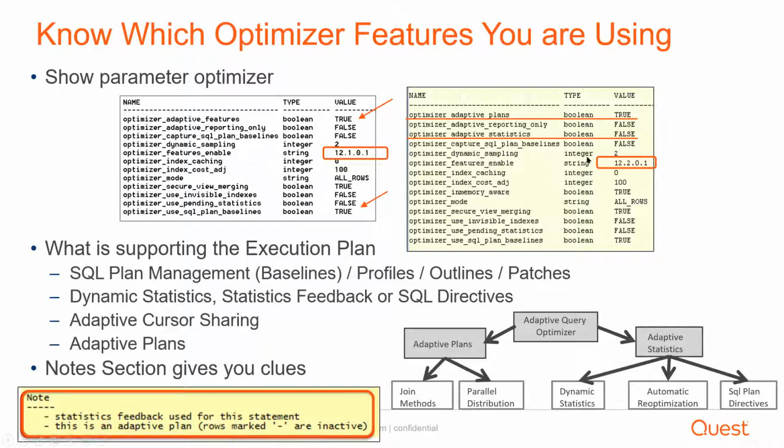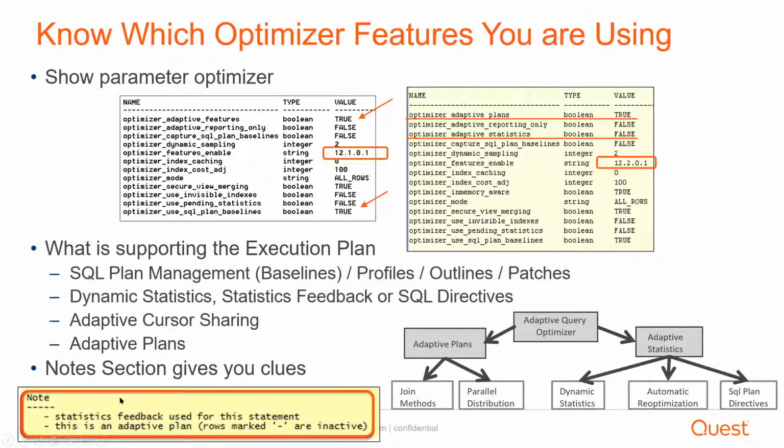In 12.2, they actually changed and got rid of this feature, the optimizer adaptive features, and it gave us two options: optimizer adaptive plans, and then optimizer adaptive statistics. And they changed the statistics to false. And the reason why, I think, is that a lot of companies had problems with that happening behind the scenes. It was creating too many directives.